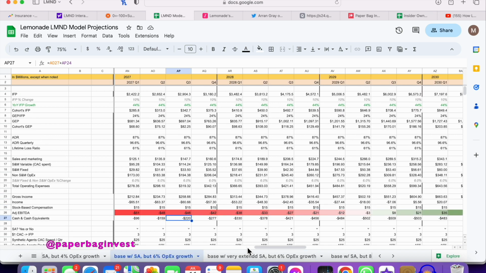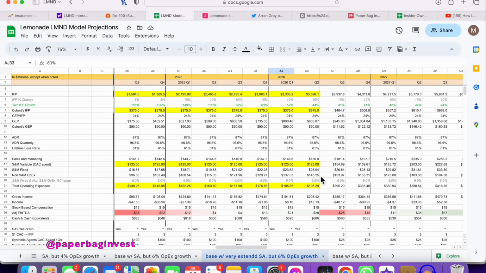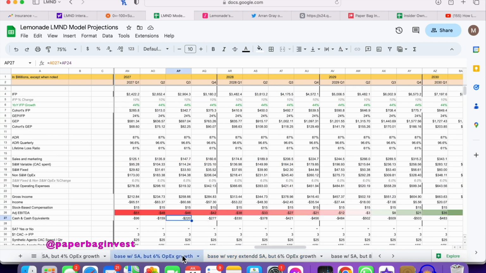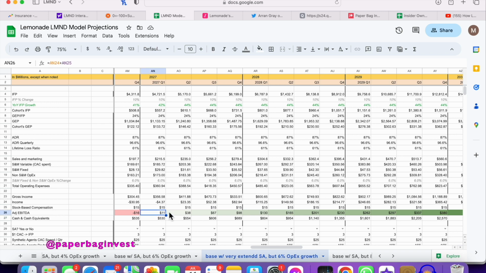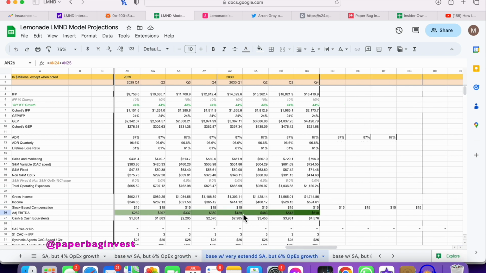Now, the same scenario, the 6%, I did the extended synthetic agents, so I pushed those out, more synthetic agents happening. And if I compare those, now in this case, it's only 2029. In this case, we're reaching there at the start of 2027. So huge shift in that green line, having that more synthetic agents there, even though operating expenses are growing 6% quarter over quarter.